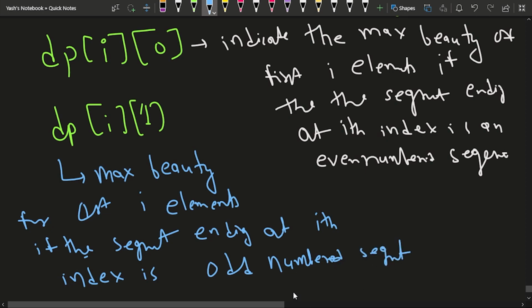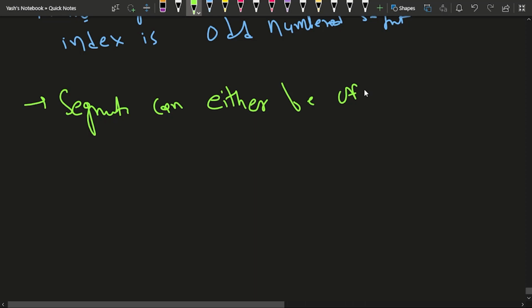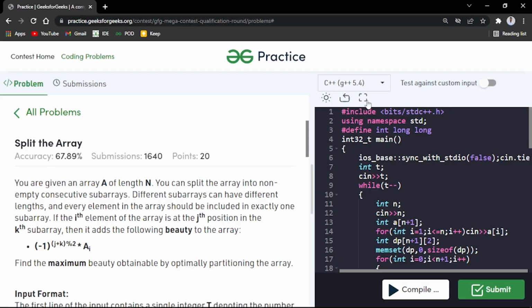Now the segments, as you know, can be either of even length or odd length. So I'll write this again so that you can get clarified. The segments that you can make can either be of even length or odd length. Right. So the next thing that you have to focus on is how will you calculate it optimally and what will be the cases that you will be considering in this particular question.